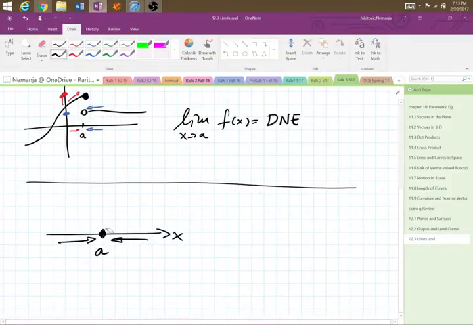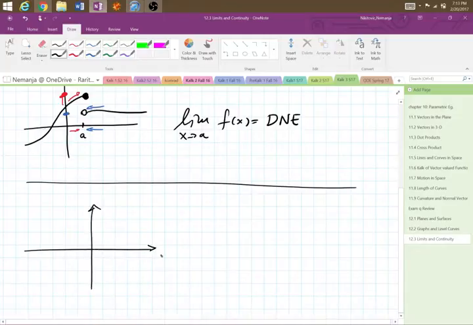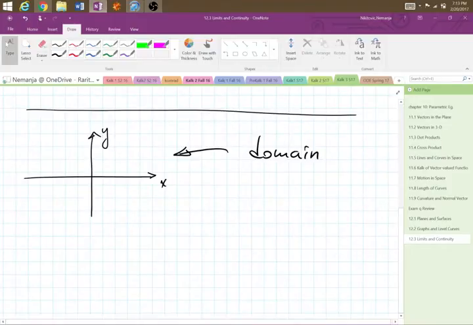But now, in Calc 3, our domain looks like this. This is what the domain looks like. You still have one output, a one-dimensional output, so the domain is 2D. So in how many ways can you approach x, y? Infinite ways. It's no longer approach from the left or approach from the right.